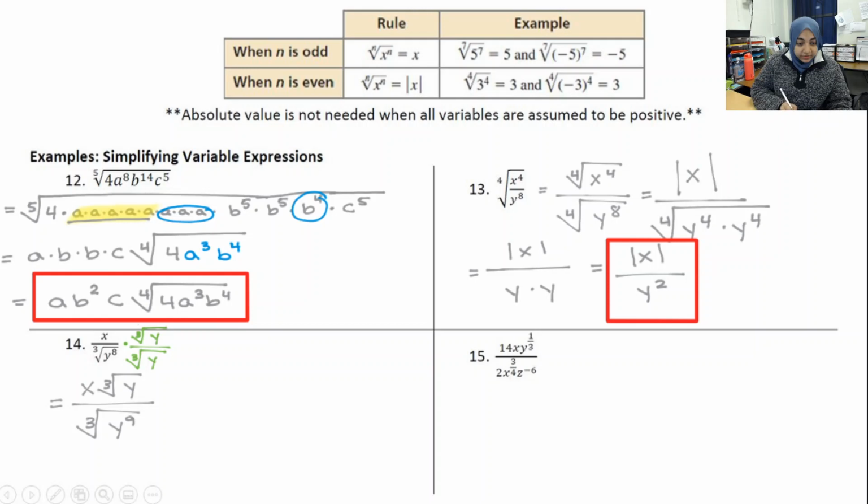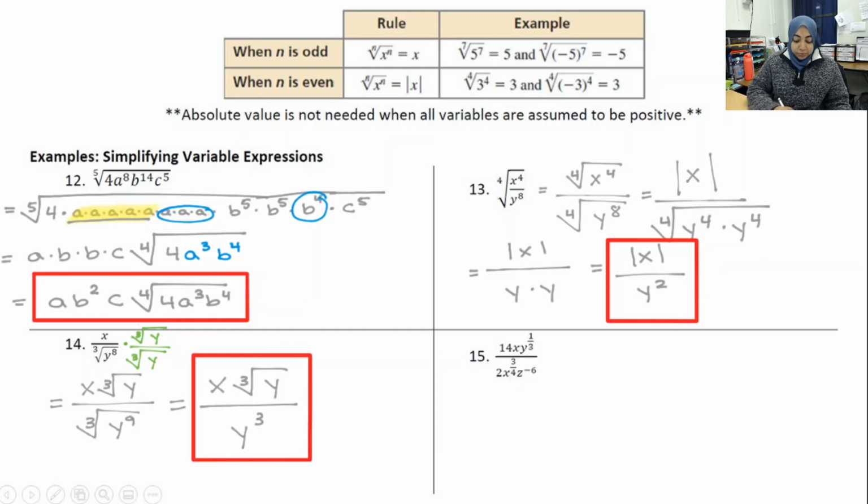And now I can say, all right, let me go simplify. x cube root of y, and there's nothing wrong with having a radical in the numerator. y to the 9th is the same thing as y cubed times y cubed times y cubed, so that's 3 y cubes, just like that.